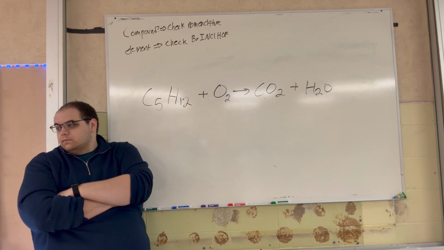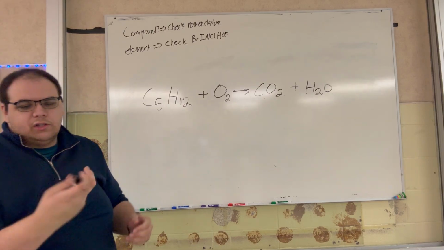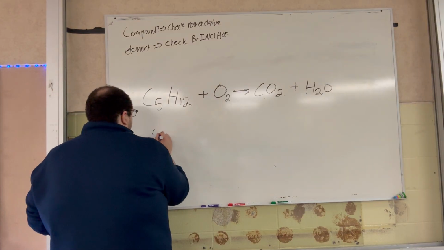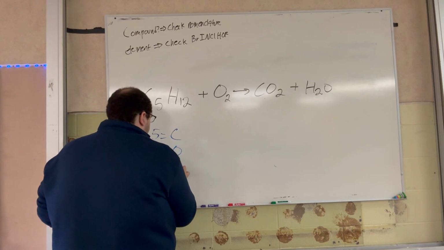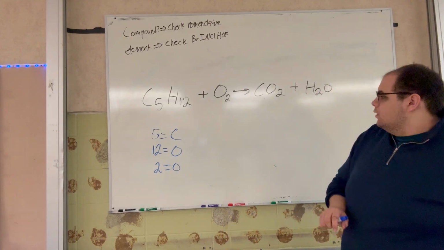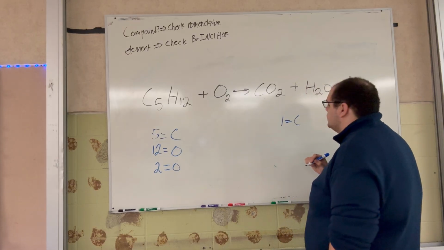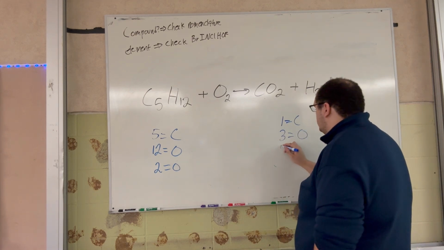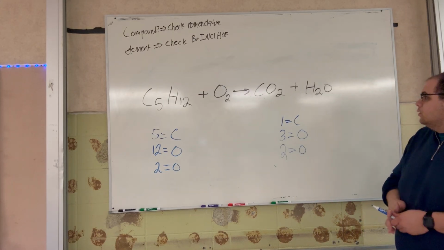Do we agree with what I have? Let's try and balance it. Carbon's on the left, question mark? 5. Hydrogen's on the left. Oxygen's on the left. Let's look on the right. How many carbons are on the right? 1. How many oxygens are on the right? 3. Good job. How many hydrogens? 2. Why do you have 2 O's?